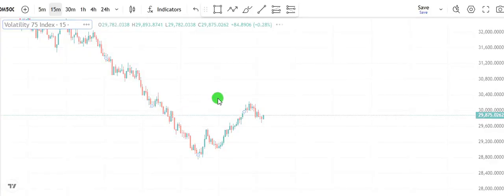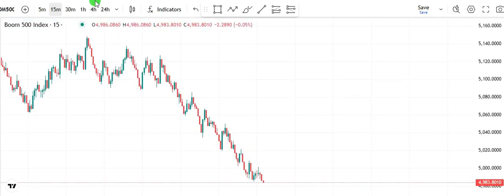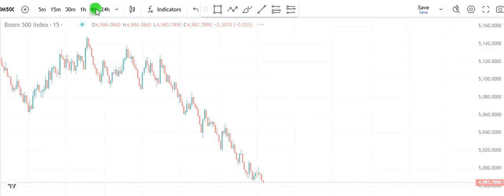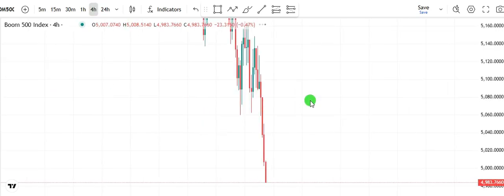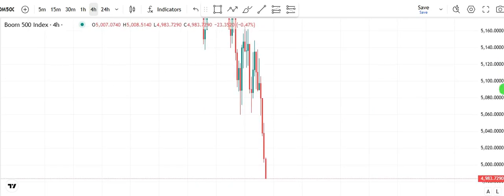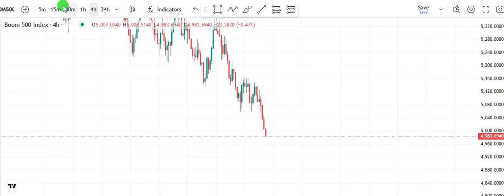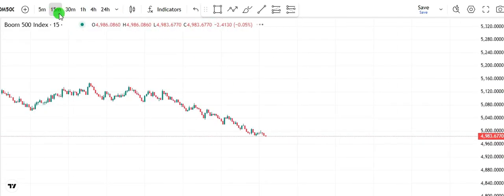So we're going to Boom 500. Yes, Boom 500, and also bearish. Similar thing. Actually, I took a trade on this last week.